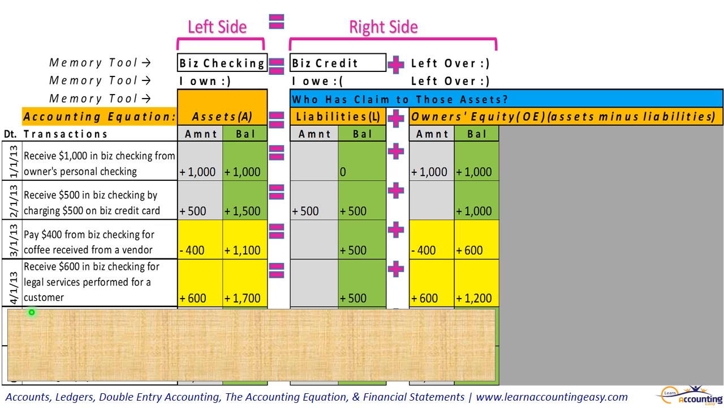Moving on to April 1st, we received $600 in business checking for legal services that we performed for one of our customers. So start on the left, the cash account went up $600. So we put the 600 there. What happened on the right side when we asked the question, who has claim to those assets? Well, there wasn't any change with liabilities in our credit card, but the owners of the business, they have another $600 of ownership interest in the business, so we'll put the 600 here. And as always, the accounting equation is in balance, plus 600 on the left side, plus 600 on the right side for April 1st.